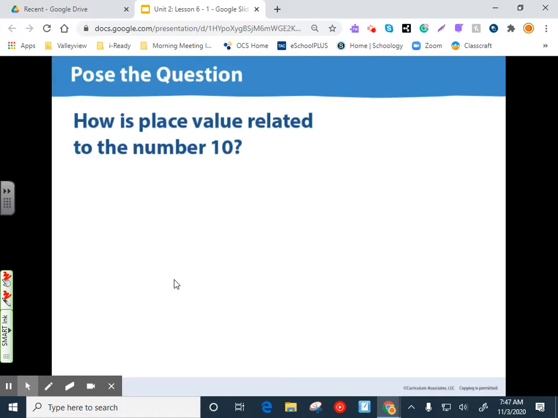So right at the very top, you'll see they've got a question here. How is place value related to the number 10? Well, by multiplying or dividing a number by 10, you're going to move the digits in that number either left or right. If you multiply by 10, you're moving your digits one place to the left. So for example, if you have the number 53 and you multiply it by 10, that would give you 530. You have moved each of these digits one place to the left. And then we put a 0 there as a placeholder.